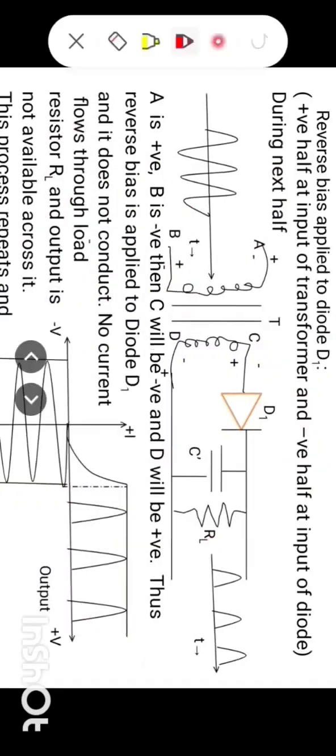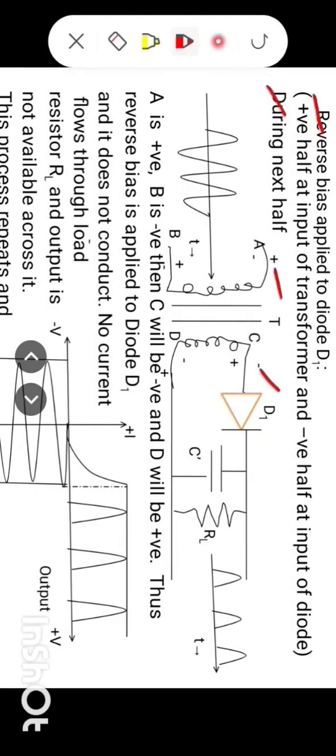Okay. Now reverse bias applied to diode D1, positive half at input of transformer and negative half at input of diode. So this is the second stage for explanation of rectification when reverse bias is applied to diode D1.